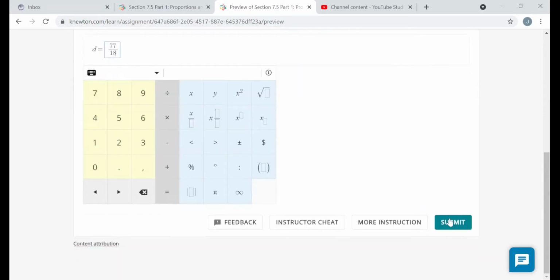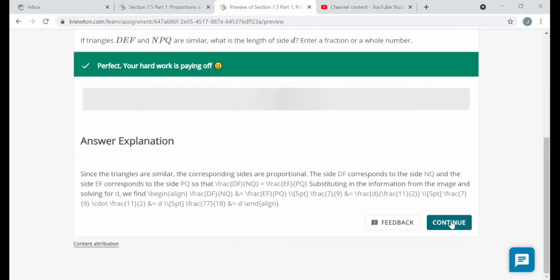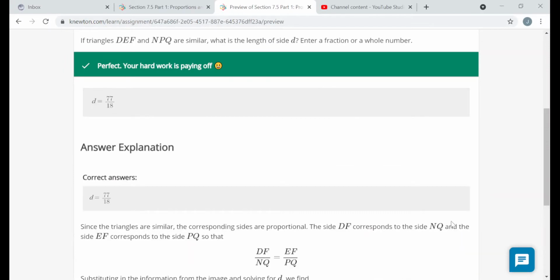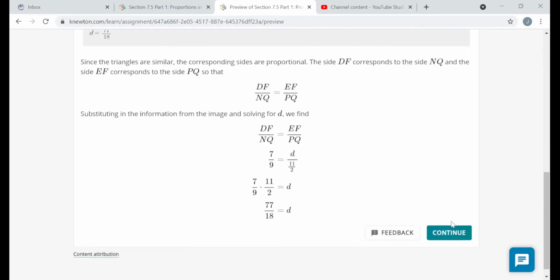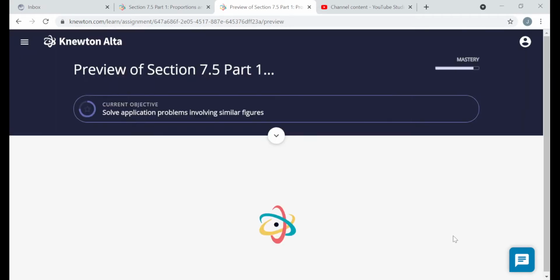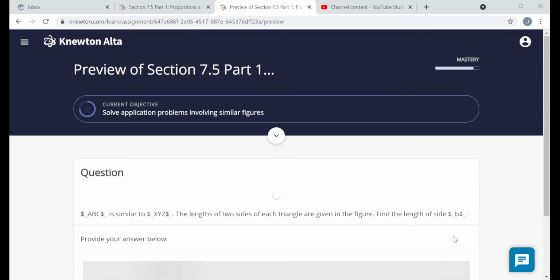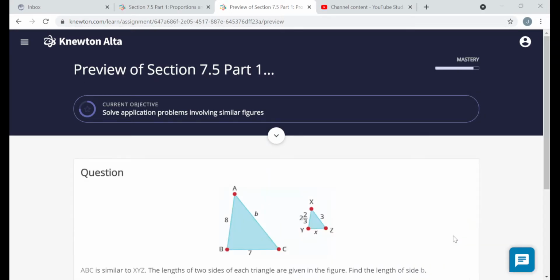Enter a fraction or a whole number. We got a fraction here. All right. Okay, and again, they set up the proportion, do all that. Wonderful. Okay. Read the answer explanations.